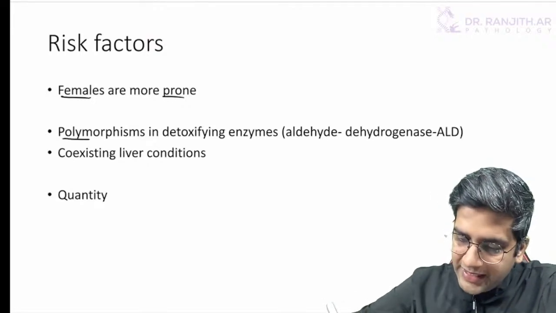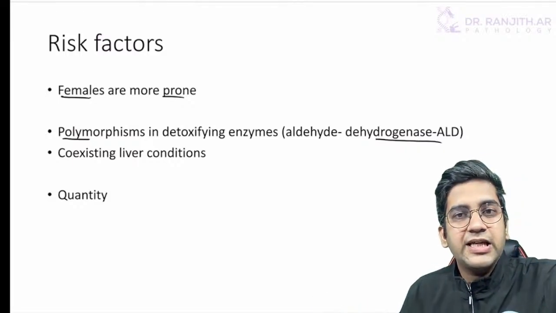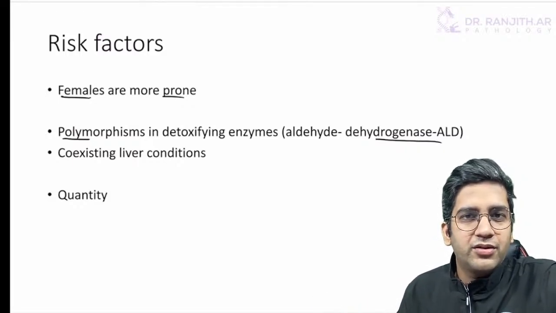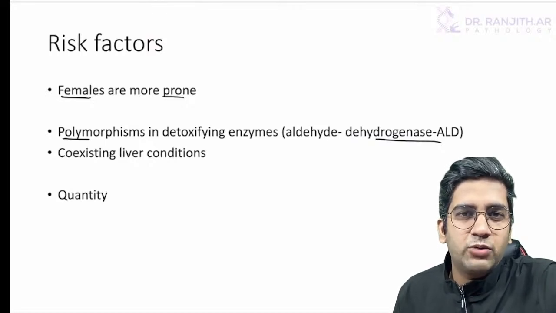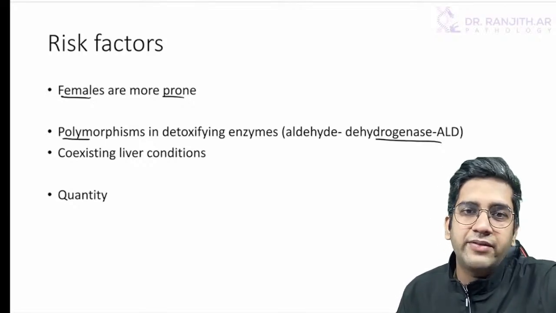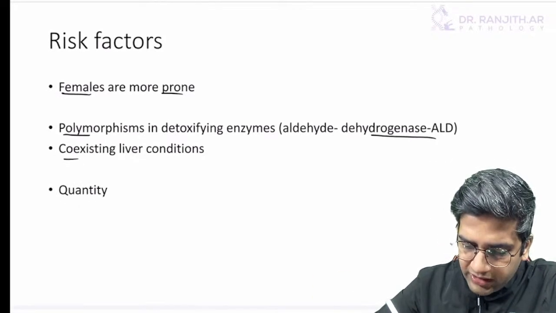Next is polymorphisms in the enzyme. If the metabolizing enzyme is abnormal, and obviously if it's more active, definitely the amount of metabolism will be more, the amount of NADH produced will be more, free radicals produced will be more, and obviously you'll end up having more damage, right? Then there are coexisting liver conditions.